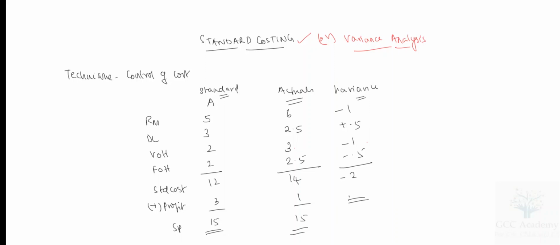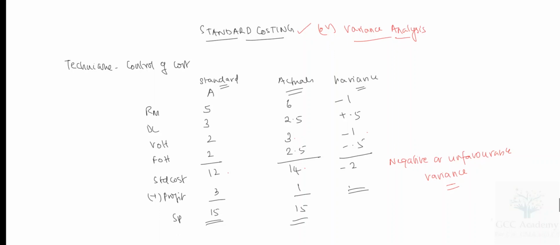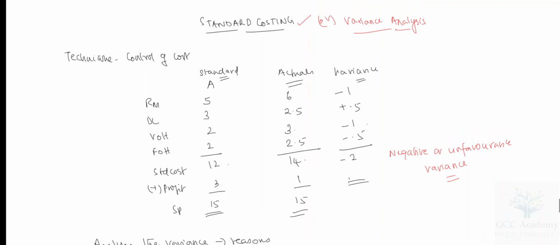So overall, against a standard cost of 12 rupees, you actually spent 14 rupees, resulting in a negative or unfavorable variance of 2 rupees. And so that means there is something wrong either with your standard, or you need to bring your actual cost down to be in line with the standard. So there are some actions which are going to be triggered out of this variance analysis. Earlier you were making a profit of 3 rupees, now you are able to make a profit of only 1 rupee per unit. So there is a problem.